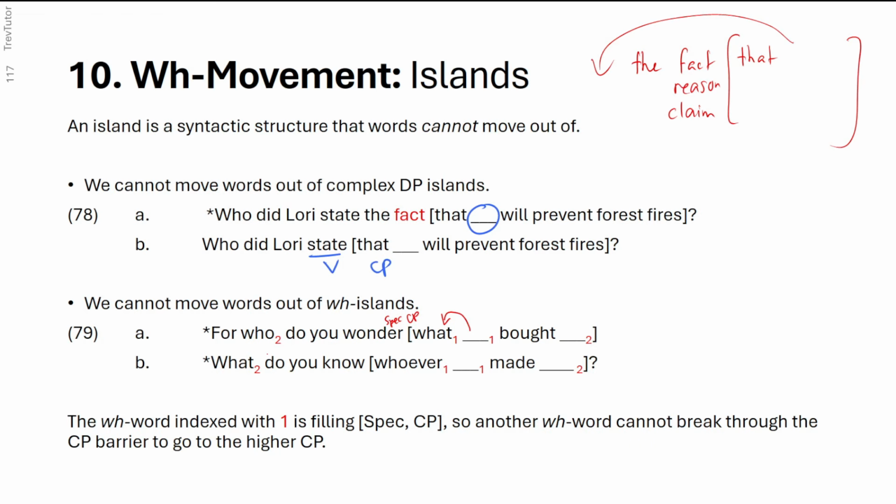What do you know whoever made? That, again, doesn't make sense either. We already have a WH word filling the specifier of the CP, so this is unable to move to that position to further escape outward.